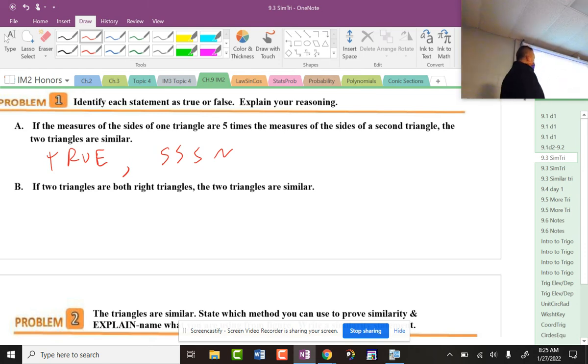That's what the scale factor would be called, actually, too. We can use that from our previous stuff.